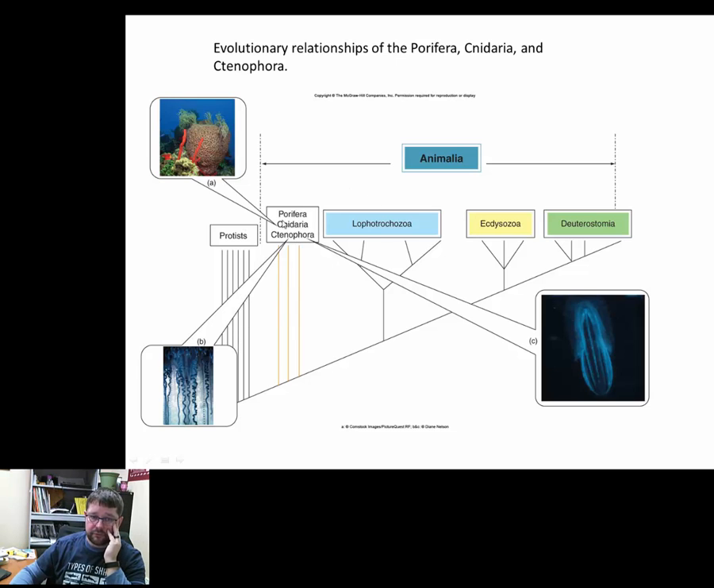Same deal here. Porifera, Cnidaria, Ctenophora all have single ancestral lines. It could be that these should not be lumped together, and they should be separated in their own superphyla. Or it could be that we just haven't found that common ancestor that connects all 3 of these. Okay? But we're going to concentrate on Porifera for this portion of the lecture.